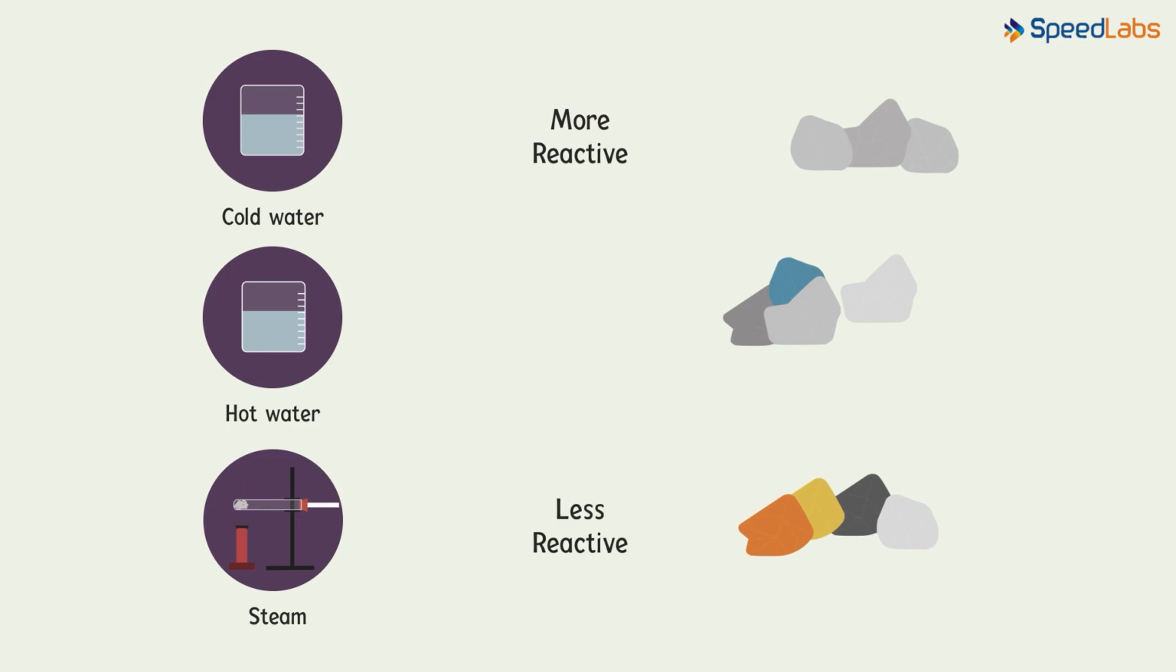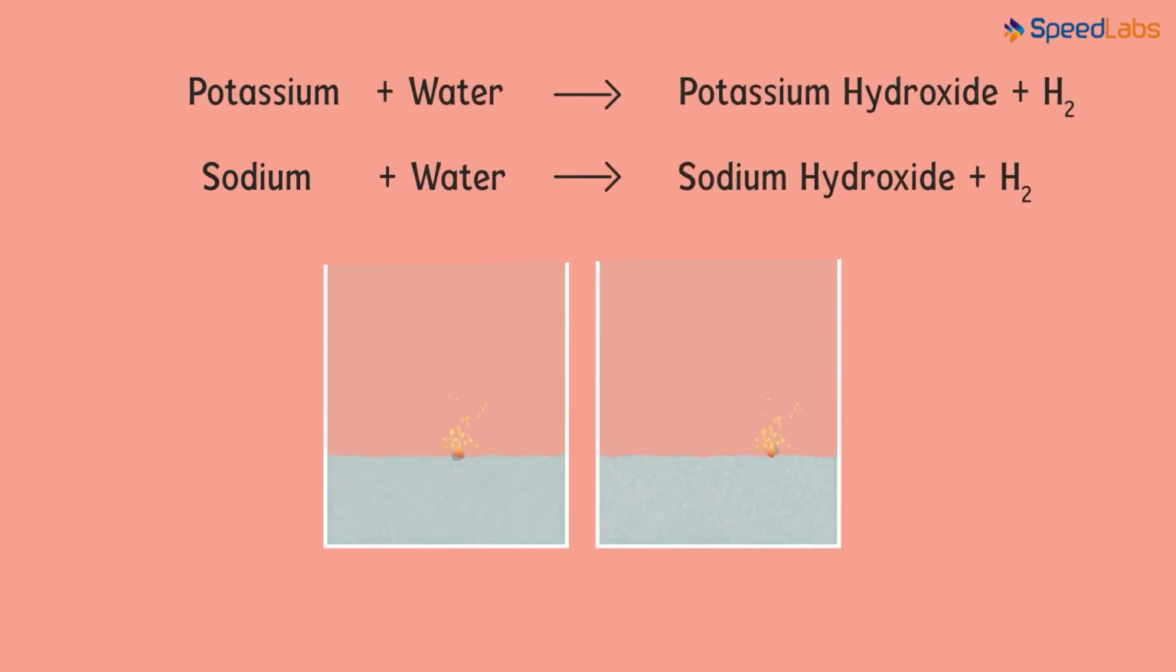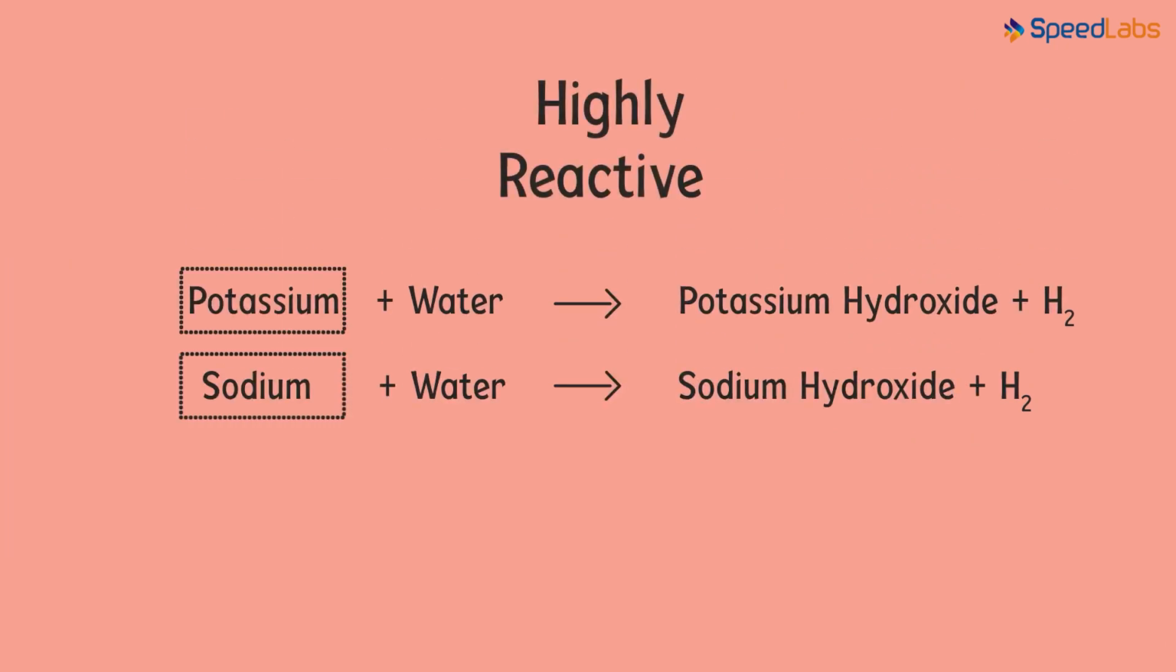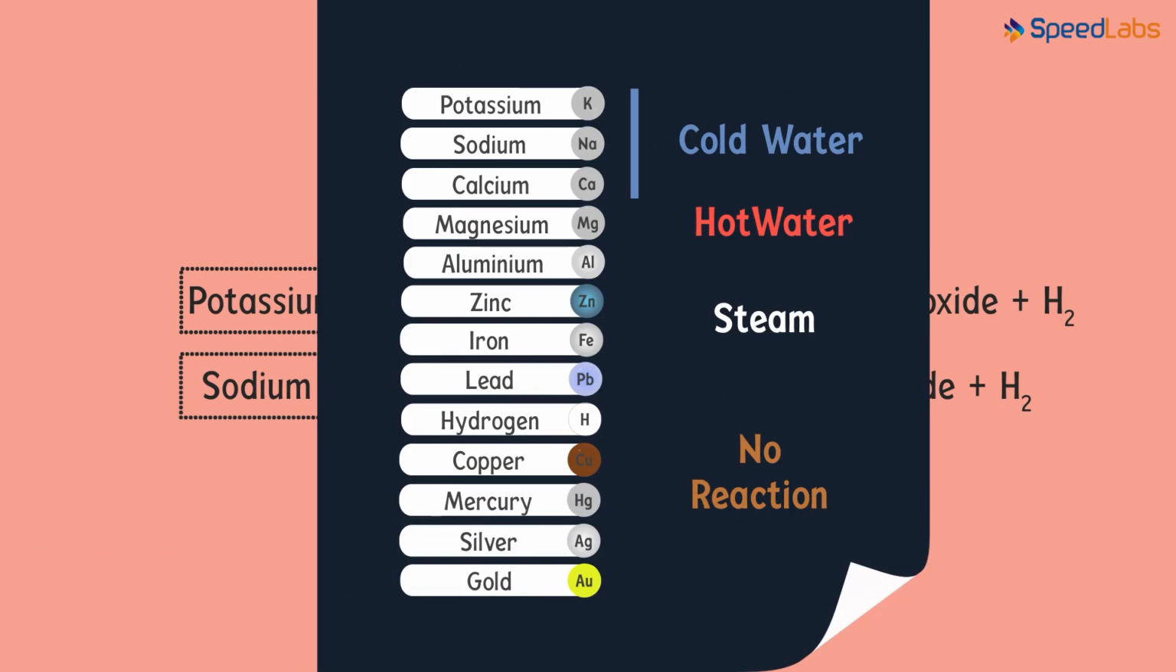Metals like sodium or potassium react violently with cold water. In cases of these two metals, the reaction is so violent that the evolved hydrogen immediately catches fire. The equations look like this. This hydrogen catches fire immediately after the reaction. That's how vigorous the reaction is. So we know that sodium and potassium are very reactive. Remember, we're still talking about reaction with cold water.